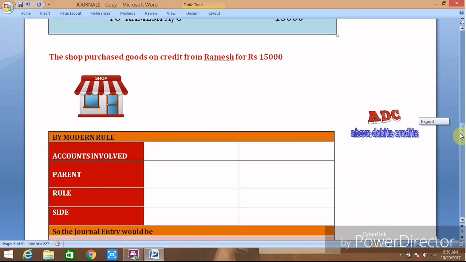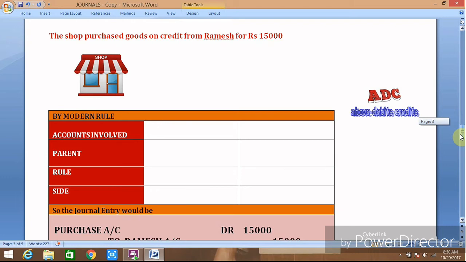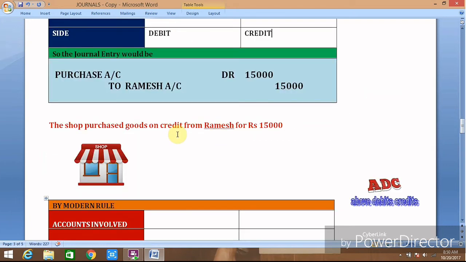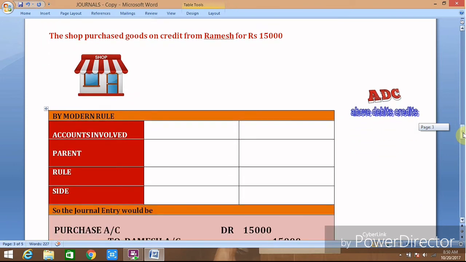If we take the same example and go on to solve it under the modern rule, guys, the two accounts that were involved were purchases account and of course Ramesh account. And under the modern rule classification, purchases is an expense straight away, and Ramesh is a liability because we have created an obligation on our part to repay him back. So the modern rule for expenses is: increase in expenses is debited and decrease in expenses is credited.